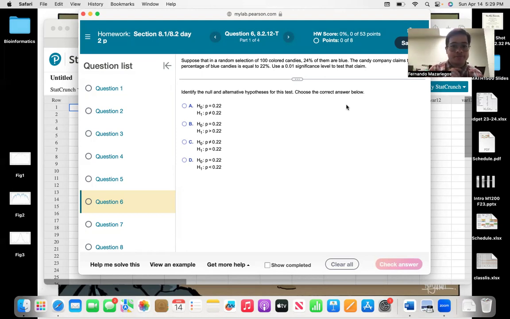There are 3 sections. In section 8.1, we will learn what hypothesis testing is. This is a process that consists of 8 steps, and we will learn the general idea of what that is. Then in section 8.2, we're going to do hypothesis testing for proportions specifically. And then in section 8.3, we're going to do hypothesis testing for means.